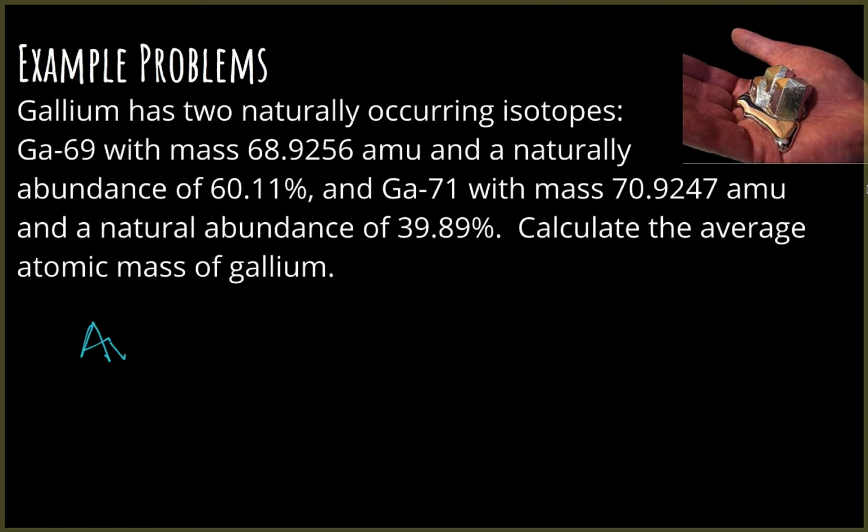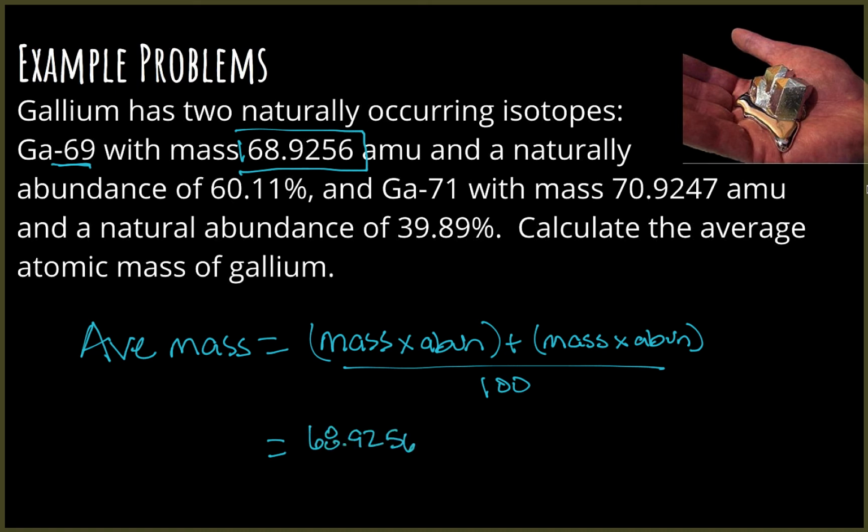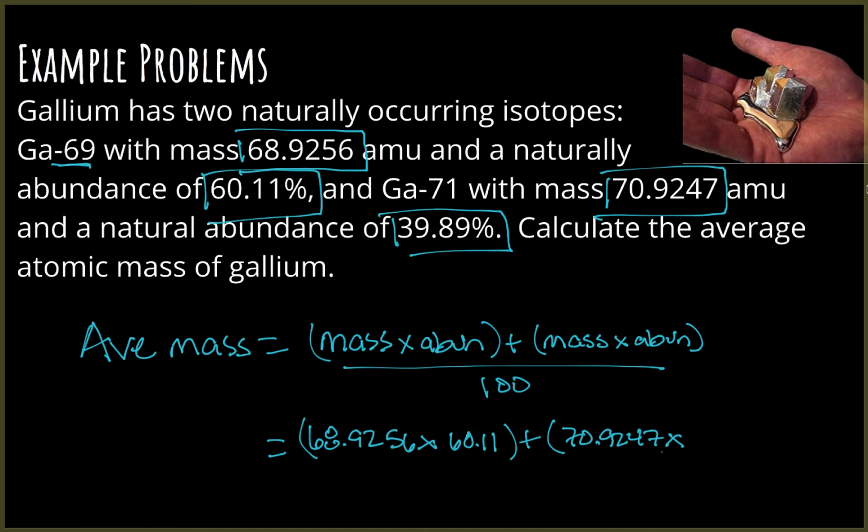When we do an average mass calculation, we take the mass of the first one times abundance, plus the mass of the second one times abundance. In this case we only have two, and then we divide by 100. It tells us it's gallium-69, but because it gives me a specific mass, that's what I'm going to use in my calculation. So 68.9256 times an abundance of 60.11, plus the specific mass of my second one, 70.9247, times the abundance, which is 39.89.